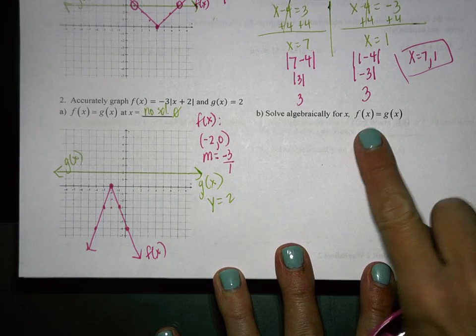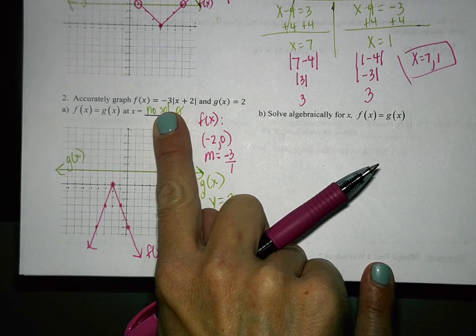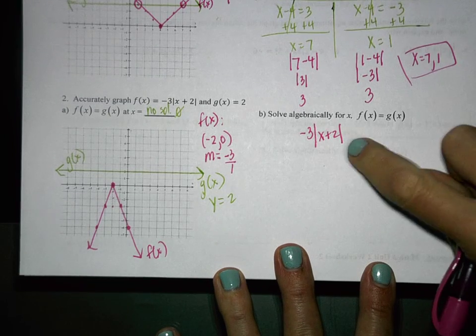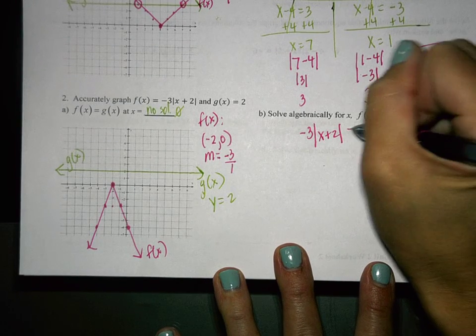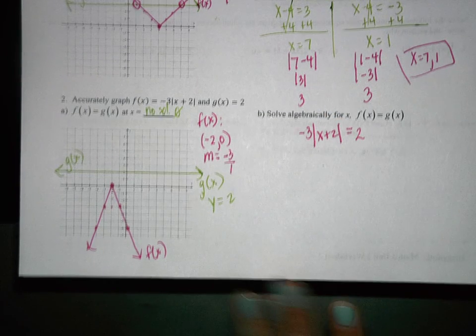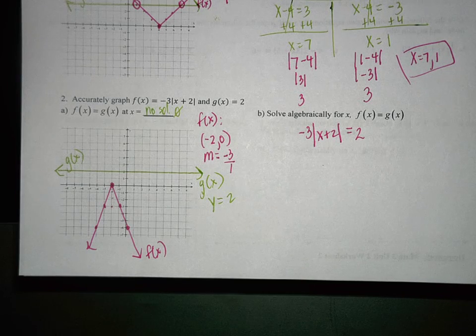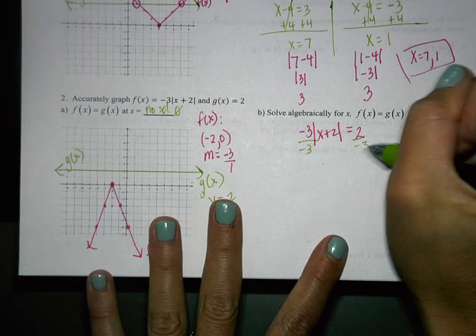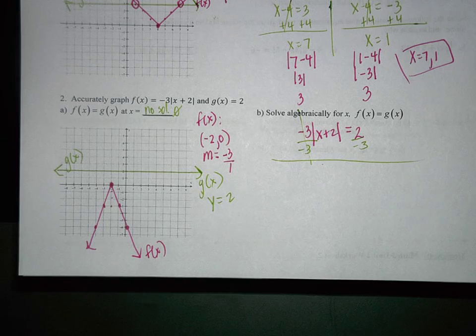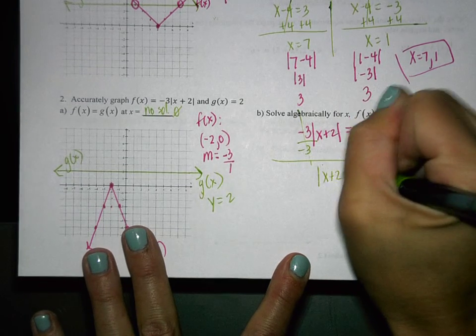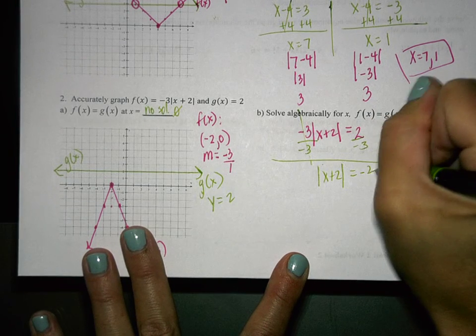So f of x is negative 3 absolute value of x plus 2. So that's where I got that part. And it says f of x equals, and then g of x. And what is g of x? 2. Okay, is the absolute value by itself right now? No. What's in front of it? A negative 3. So what am I going to do to get the absolute value by itself? Very good. Divide by negative 3 is correct. You don't set up your two equations until the absolute value is by itself. So when I do that now, I have the absolute value of x plus 2 equals negative 2/3.